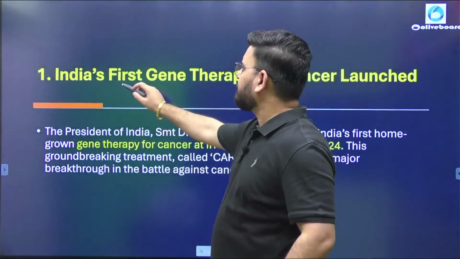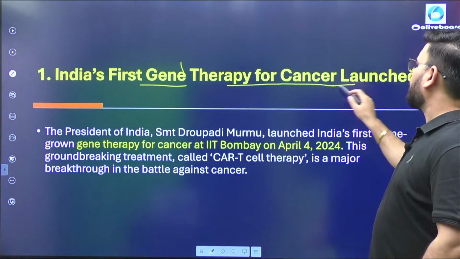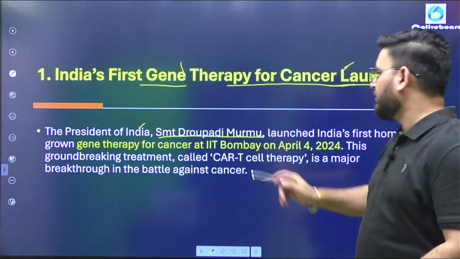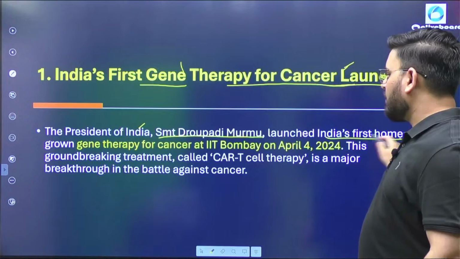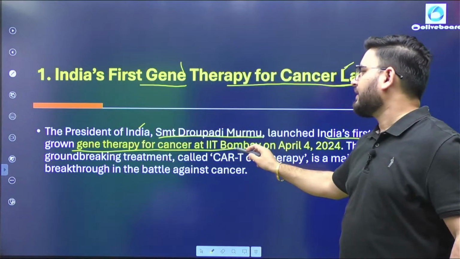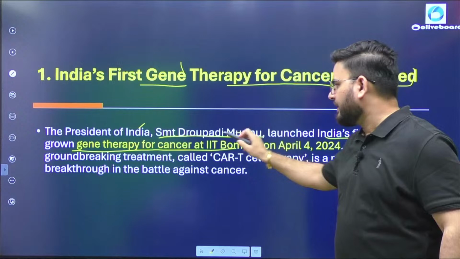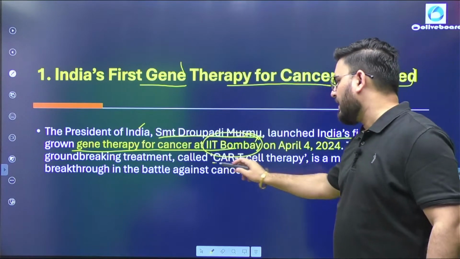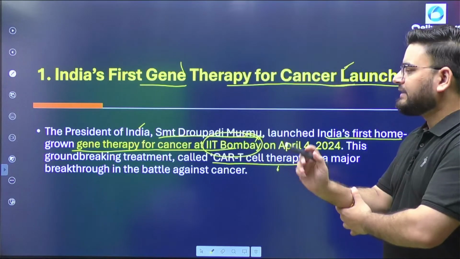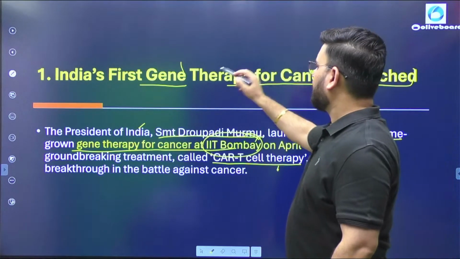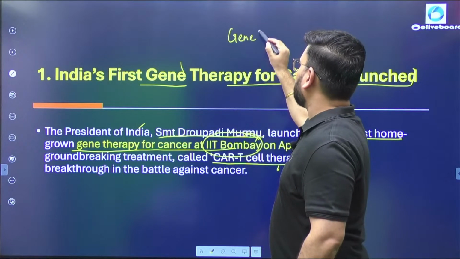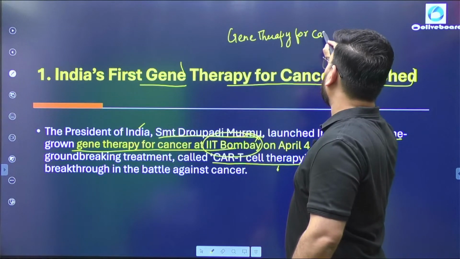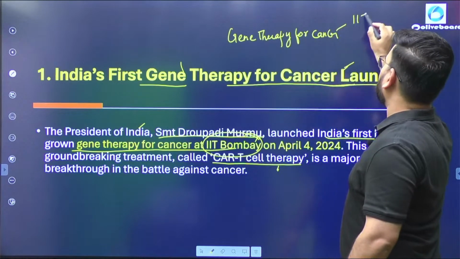So next is India's first gene therapy center for cancer has been launched. Recently, President Smt. Droupadi Murmu launched India's first homegrown gene therapy for cancer, and it is situated in IIT. So this groundbreaking treatment is known as CAR T cell therapy. This thing you have to remember, the keywords here are gene therapy for cancer. Where it is situated: IIT.